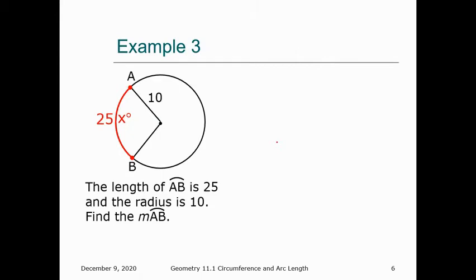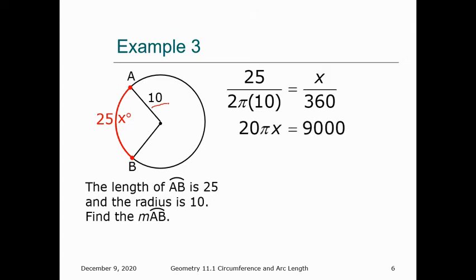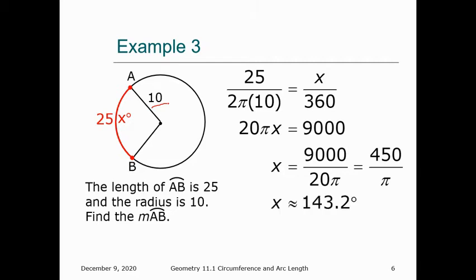Let's take a look at this. We know that the length of AB is 25. In other words, we have our arc length, and the radius is 10. Right? So we need to find the measure of AB. What is the central angle? That's what we don't know. Notice that if we cross multiply, we get 20 pi times x, and 25 times 360 is 9,000. So to find our x, we're going to divide by 20 pi. So we get 450 over pi. And once we do that and divide by pi, our angle becomes 143.2 degrees.